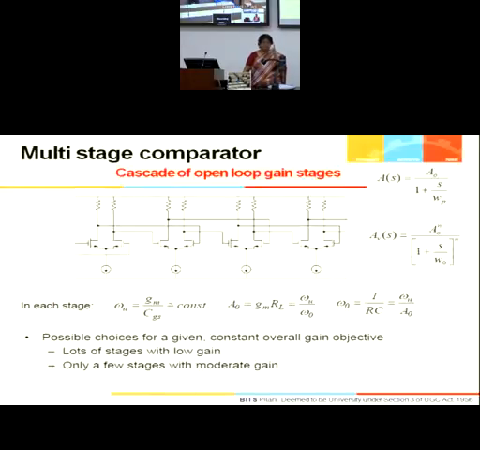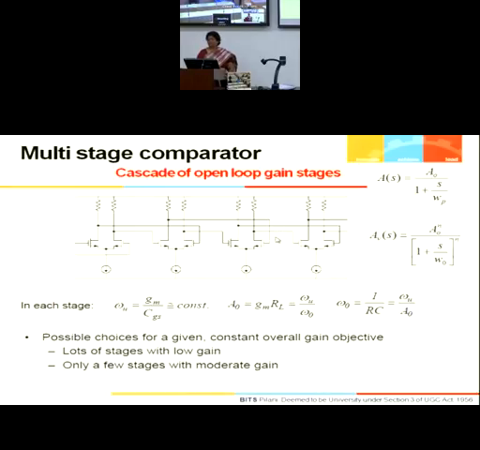Suppose every stage has a single pole response, it has only one dominant pole. So all n stages will also have one dominant pole each, because of the same transfer function. So if I say that there are n stages in a cascade which are all open loop stages, and this has a transfer function given by this expression, As is equal to A naught upon 1 plus S by omega P, where omega P is the dominant pole for this stage. This will also have the same transfer function.